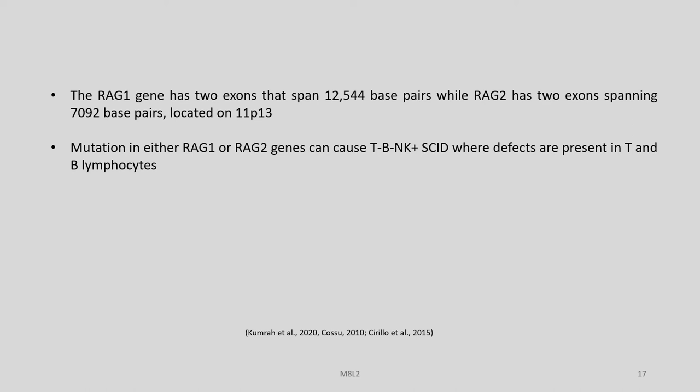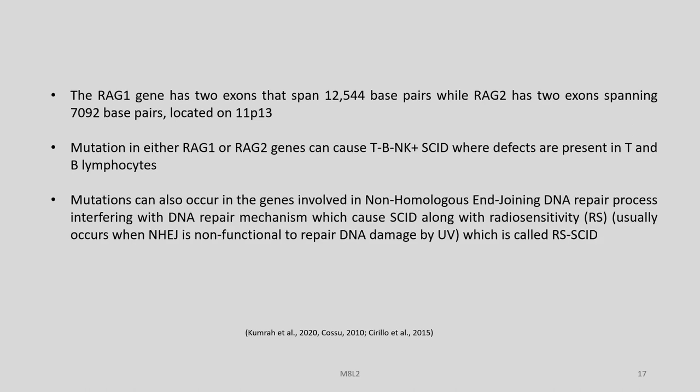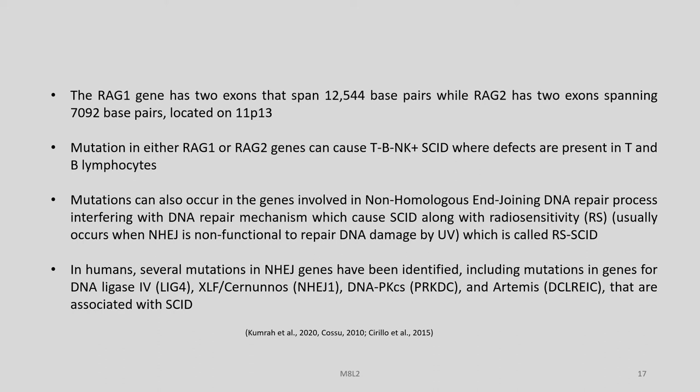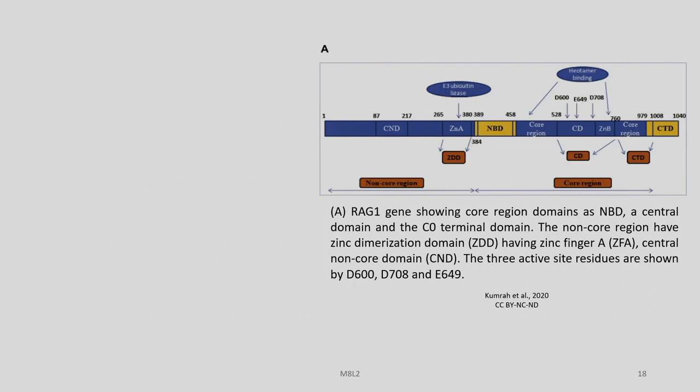Mutations in either RAG1 or RAG2 genes cause T-minus, B-minus, NK-plus SCID, where defects are present in T and B lymphocytes. Mutations can also occur in the genes involved in the non-homologous end-joining DNA repair process, interfering with DNA repair mechanisms, which causes SCID along with radiosensitivity, which usually occurs when non-homologous end-joining is non-functional to repair DNA damage by UV, which is called RS-SCID. In humans, several mutations in NHEJ genes have been identified, including mutations in genes for DNA ligase 4, XLF, Cernunnos, DNA-PKcs and Artemis that are associated with SCID.